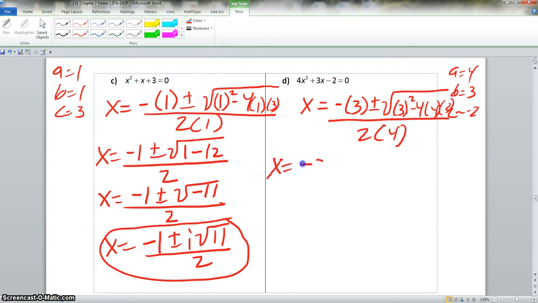So we have x is equal to negative 3 plus or minus the square root of 3 squared, which is 9. So we got a negative 4 times 4 is a negative 16, times a negative 2, which would give us a positive 32.